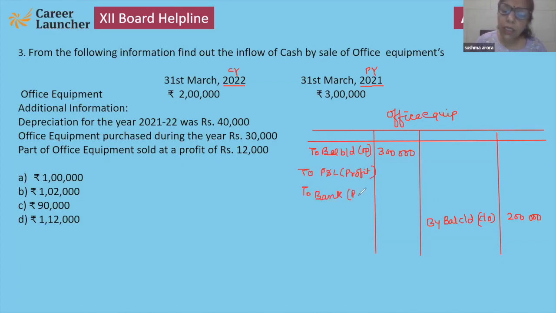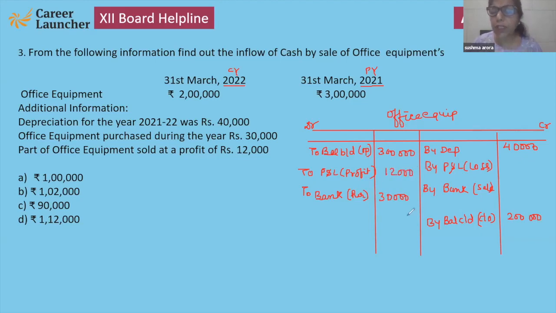Okay, now see, the reverse of this is the debit side, this is the credit side. Learn this account, my dear. By depreciation of the year, by P&L loss, or you can write SOPL, statement of profit and loss, and by bank sale. Now see here, depreciation of the year is 40,000. Office equipment purchased during the year, whatever things are given, you should write here. Part of office equipment sold at a profit of 12,000. See, everything is given clearly.